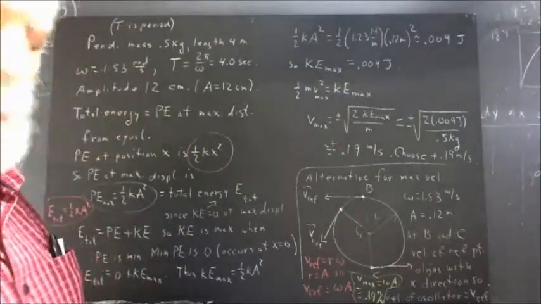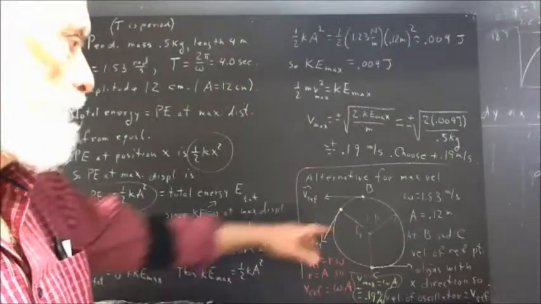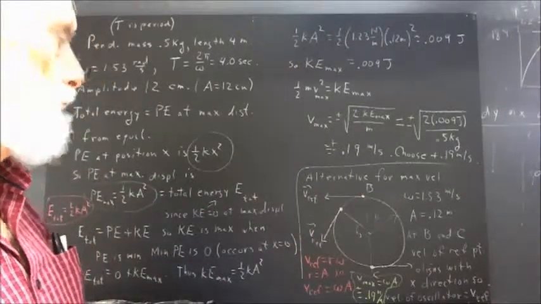Now, there's an alternative way we could have gotten the maximum velocity using the unit circle, and we'll talk about that in a minute.